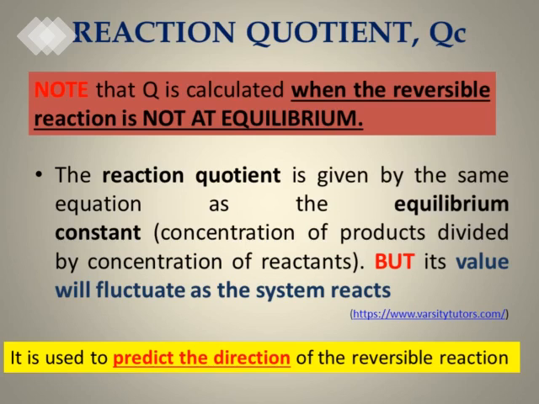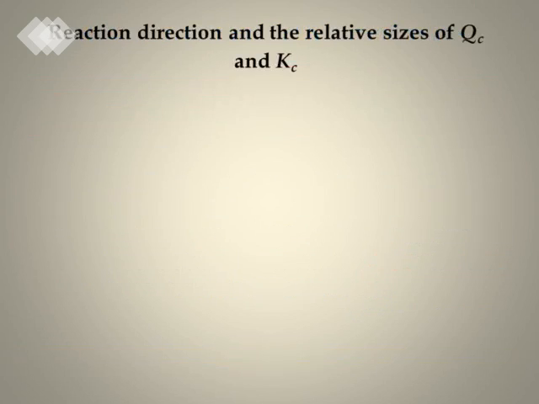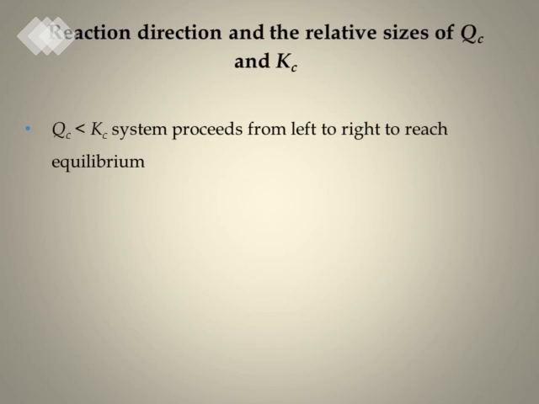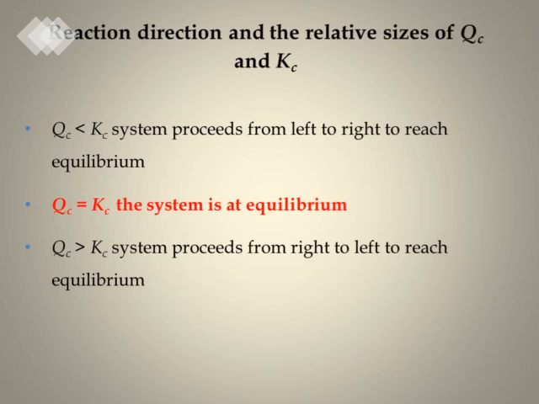It is used to predict the direction of the reversible reaction when not at equilibrium. If the value of Qc is less than Kc, the system proceeds from left to right to reach equilibrium. When Qc equals Kc, the system is at equilibrium. And when the value of Qc is more than Kc, the system proceeds from right to left to reach equilibrium.